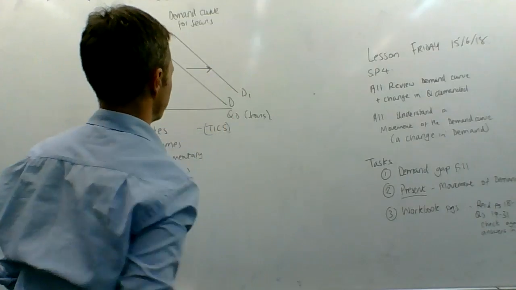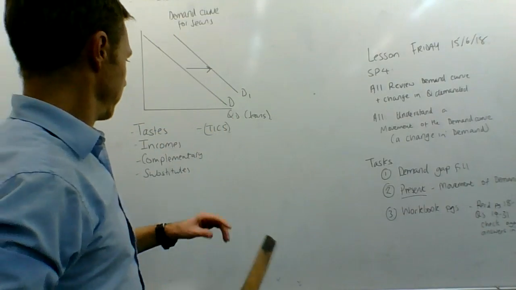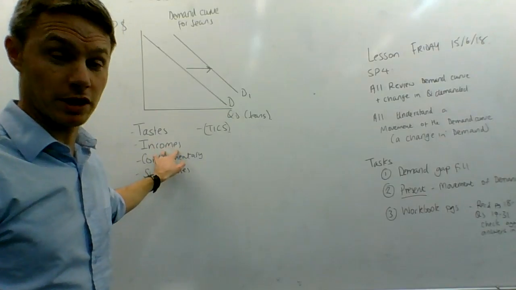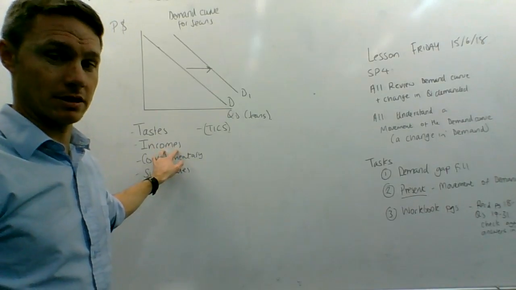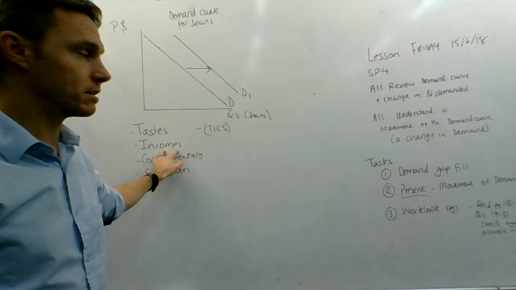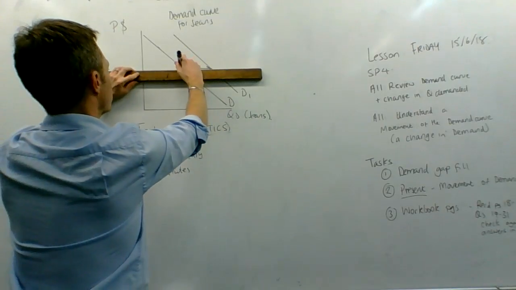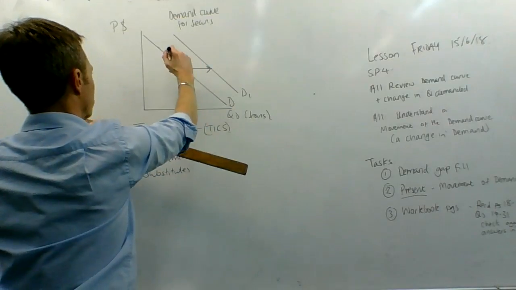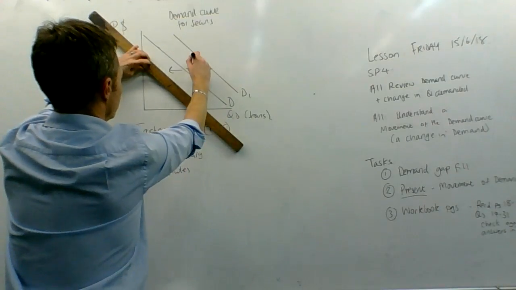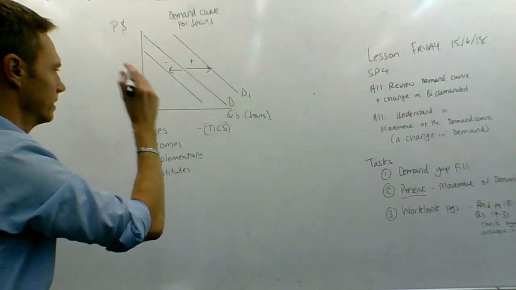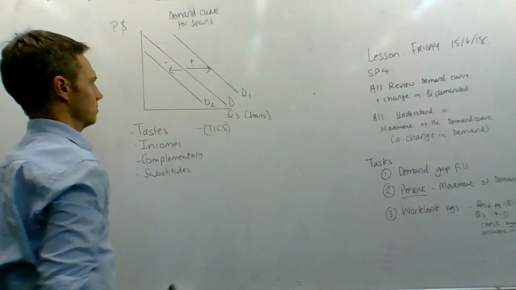On the flip side, if we have, for example, incomes of consumers going down, maybe because income tax has gone up and the government are taking more tax from us, what we might see is a shift in the demand of a product going to the left. So this is obviously showing an increase, and this is showing a decrease. And obviously, we would label that D2 as well.